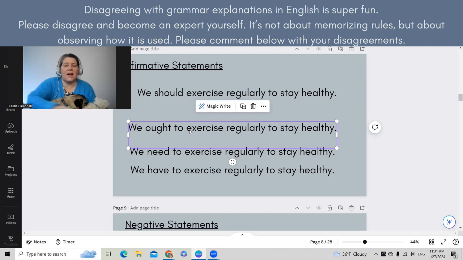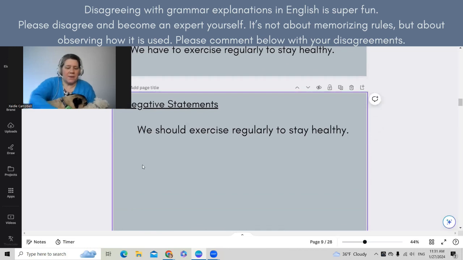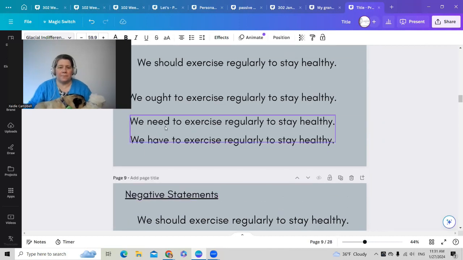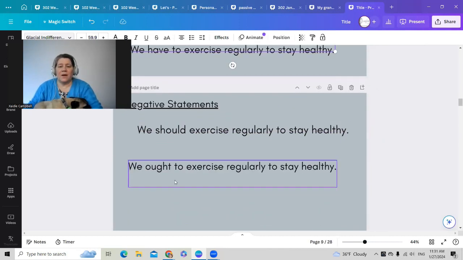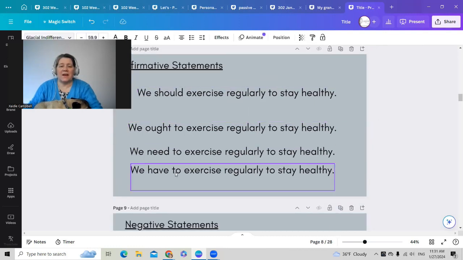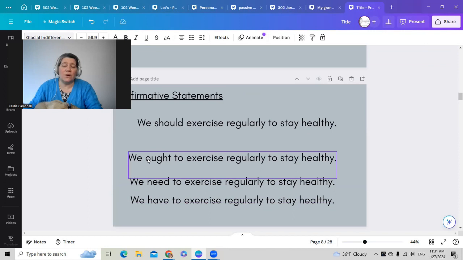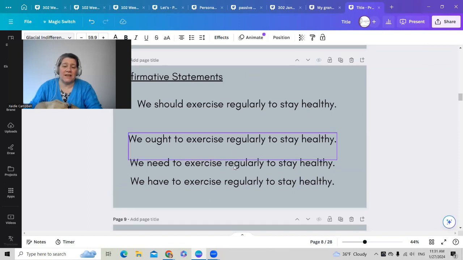Now, in a lot of grammar books, they will say that ought is actually a modal, but I disagree with that. I'll talk to you about why I disagree. But if you see something that I'm missing, please comment and ask the questions in the discussions or in the comments below, because I am more than happy to see things other ways. So we ought to exercise regularly daily.